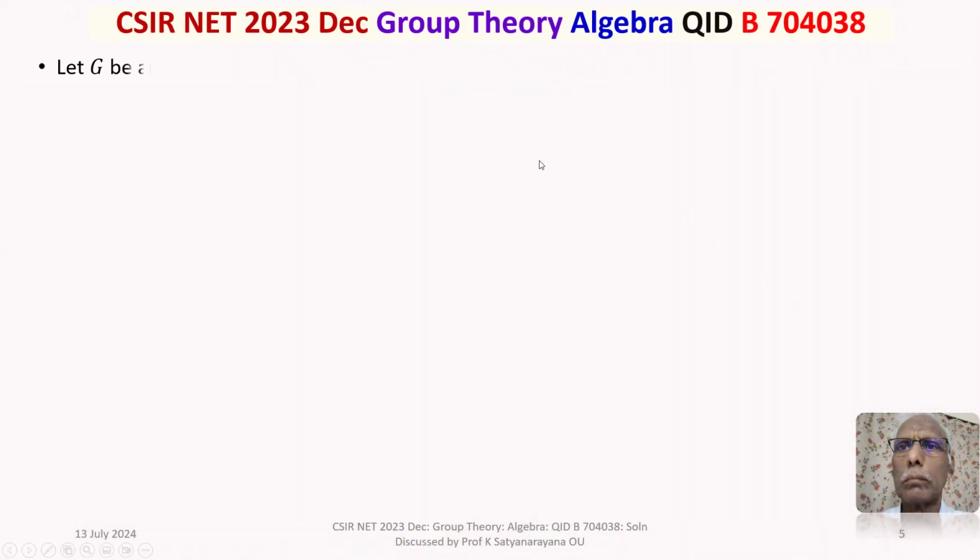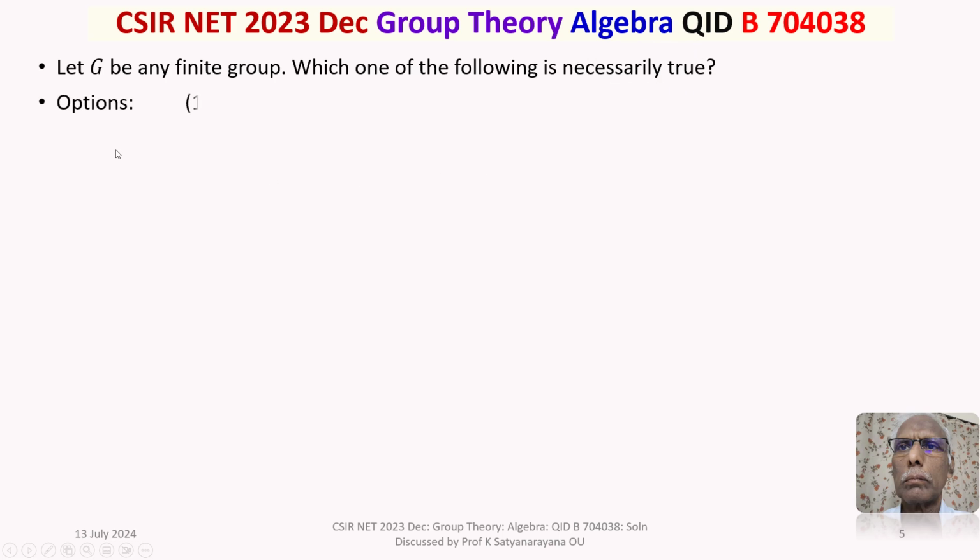The given question is, let G be any finite group. Then which one of the following is necessarily true? We are given 4 options.